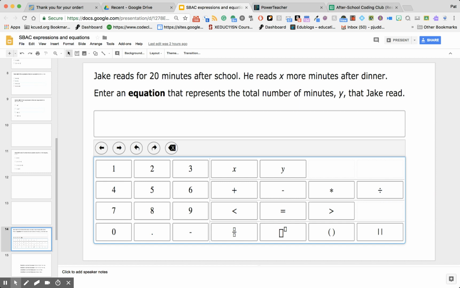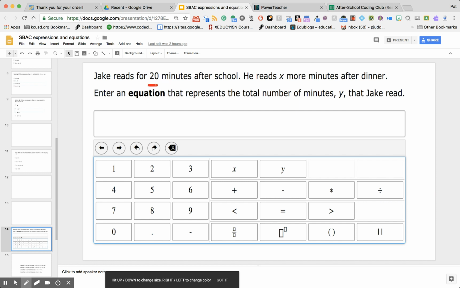So pause the video here. Take 2 minutes. Decide how you're going to write that equation. And just write your equation on your paper with the explanation of how you figured it out. Check back in 2 minutes.